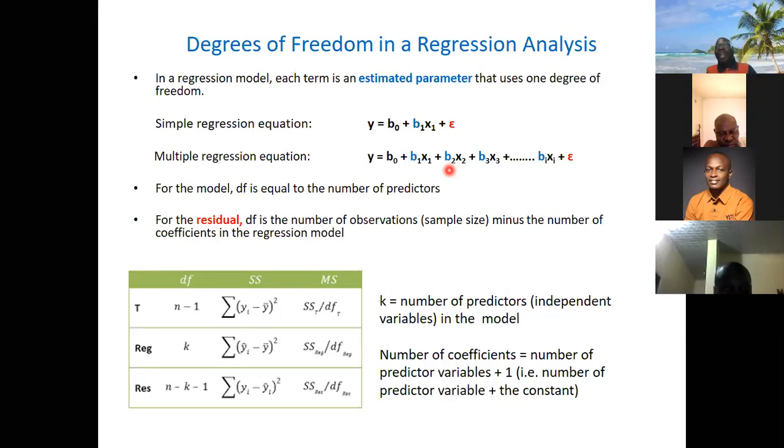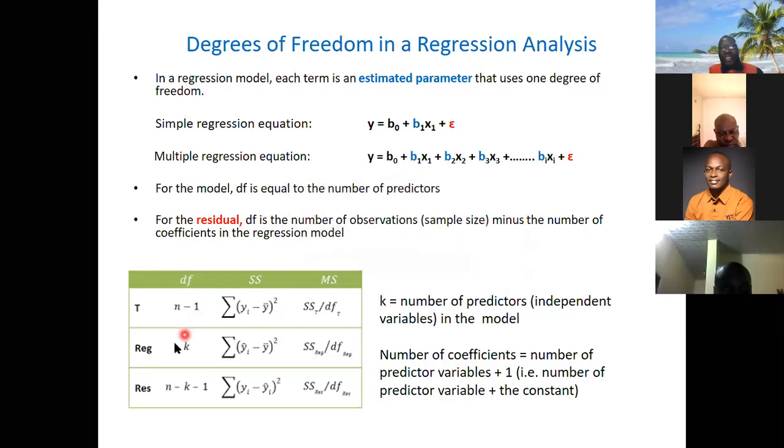When you add the two together, it equals the total degree of freedom. It's the same thing in regression. The degree of freedom is divided into the degree of freedom for the regression model and the degree of freedom for the residual. Now, I told you that the regression and ANOVA are the same.